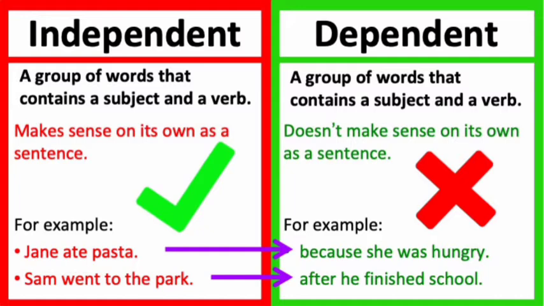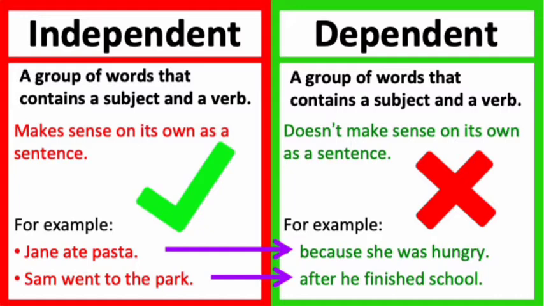So now let's learn about the basic difference between the independent as well as the dependent clause. One similarity is that both the clauses have a subject and a verb. This thing is common in independent and dependent clauses. But what is the basic dissimilarity? An independent clause makes sense on its own as a sentence.